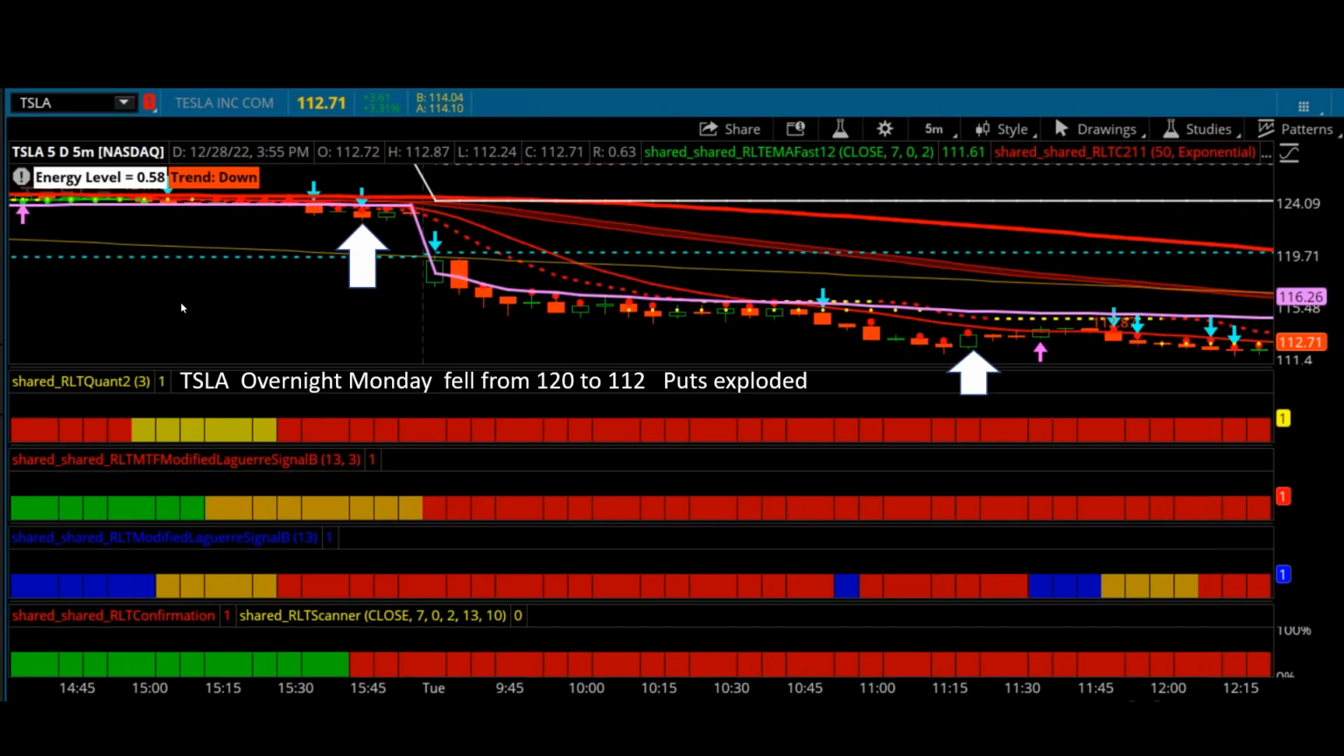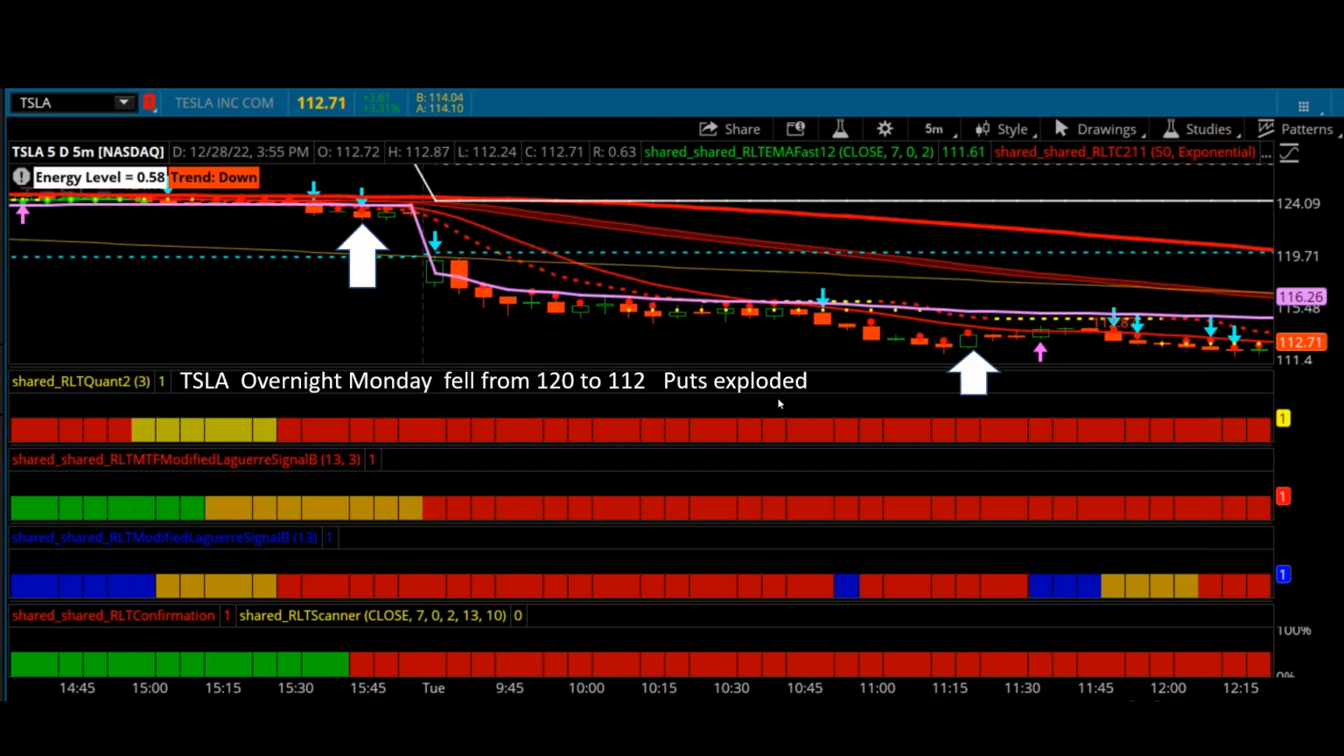I also want to show you we took an overnight trade in Tesla. Now you notice here at the end of the day, this is at 4 o'clock. You see how we're getting these sell signals at the end of the day on Tesla, and everything was red or yellow. So I knew that it was bearish. And you know, overnights are always tricky, but we did take this overnight, and we bought puts on this, and the stock fell overnight. It fell from 120 to $112.